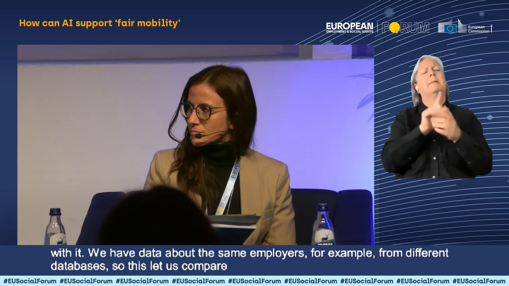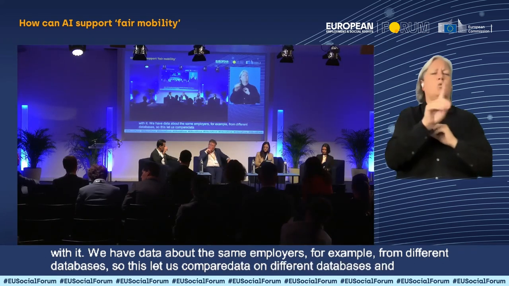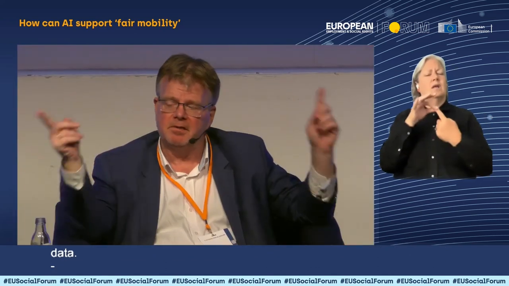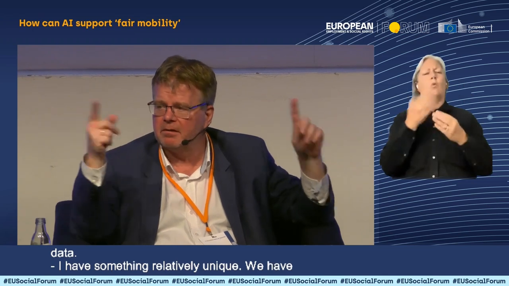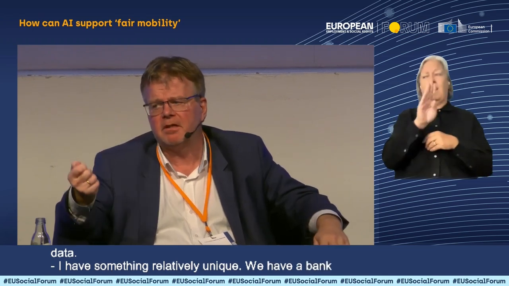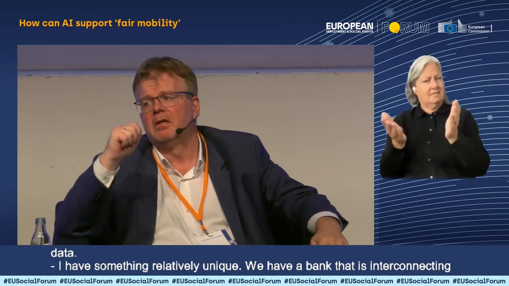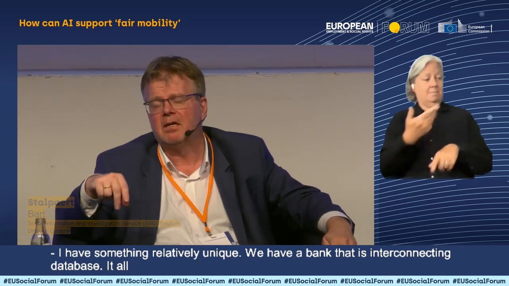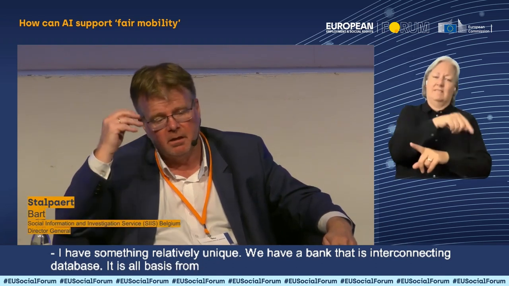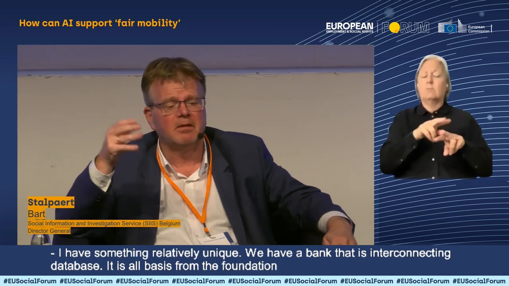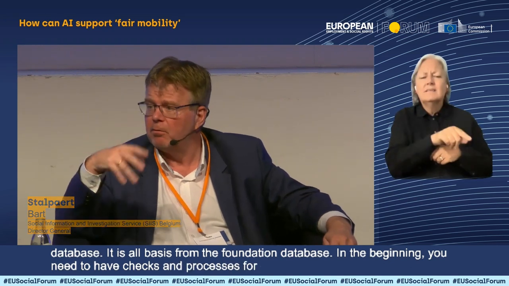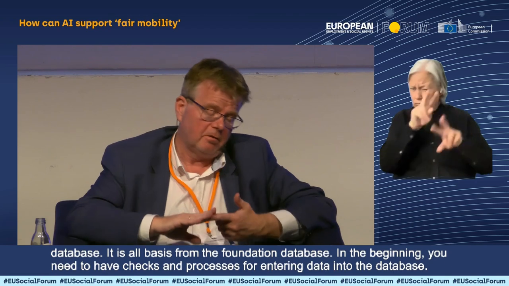Excellent. Bart, perhaps maybe in addition from you? In Belgium we have, I think, something relatively unique. We have a crossroad bank. This organization is interconnecting different databases, and it all begins with the authentic source. So your authentic database should be correct. And of course, like the colleague says, it starts at the beginning. You have to have checks and balances for entering an element in your database. So that means primary checks before you introduce something. And it's related also, I think, to the unique key.